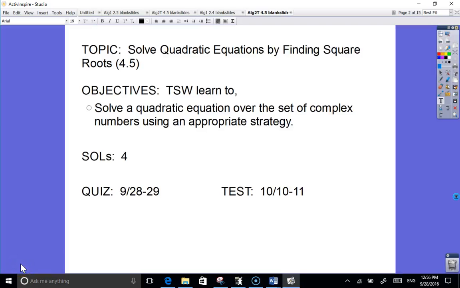All right, so this one, it's not about factoring. It's about solving equations with a different method. Not by factoring, but by taking square roots.